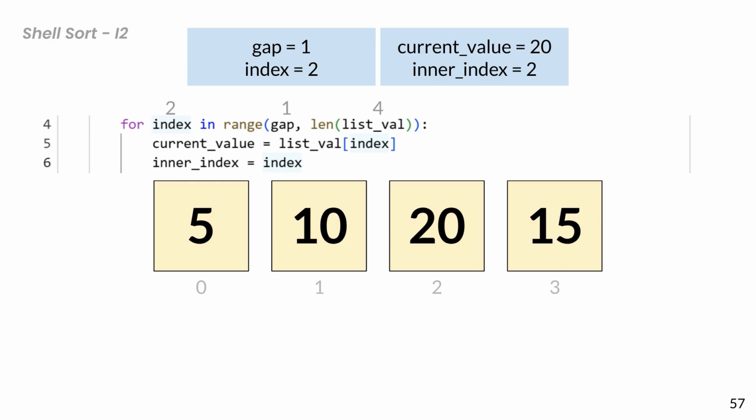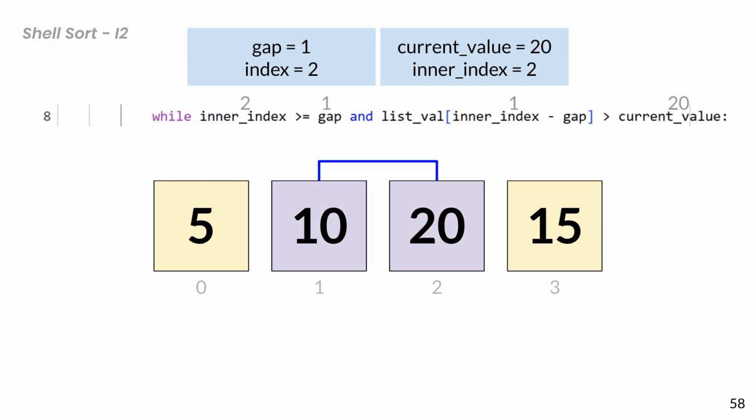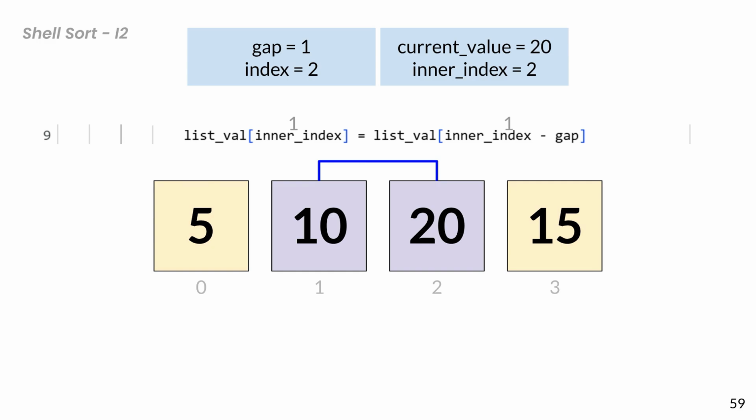Our index is now 2, making our index and inner index equal to 2. Our current value is 20. Checking the conditions for the inner while loop, we pass condition 1. However, condition 2 is not satisfied, as 10 is not larger than 20. With this, we skip the while loop completely, implying that we are already at the correct position. We now overwrite the value of 10.